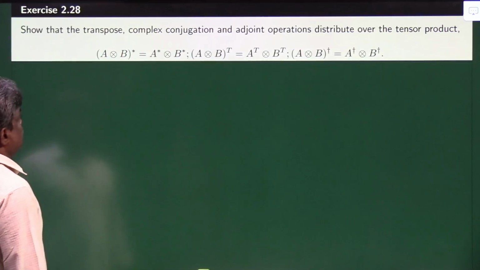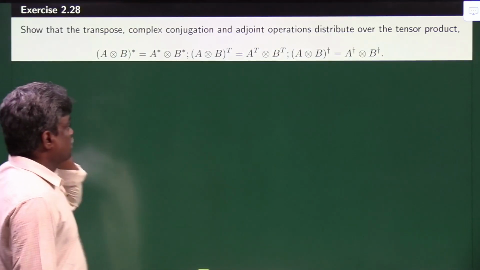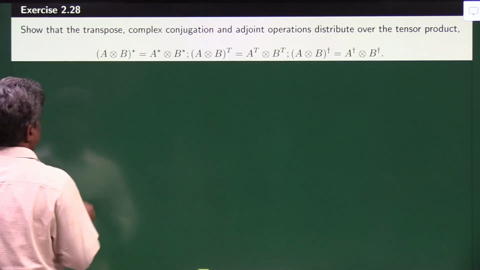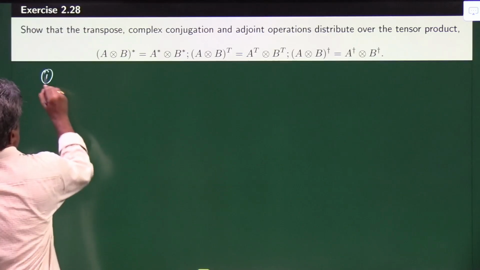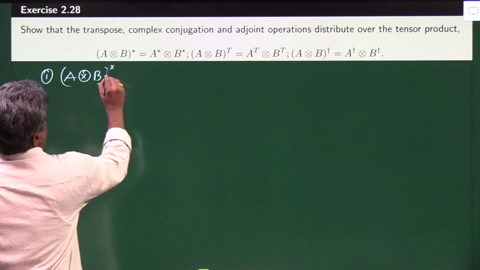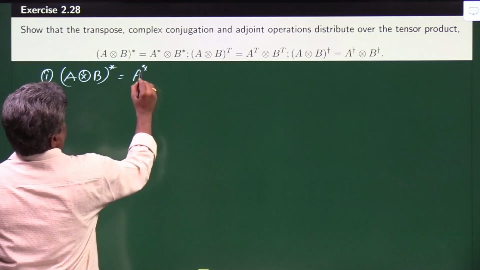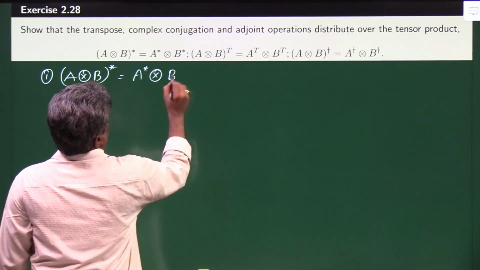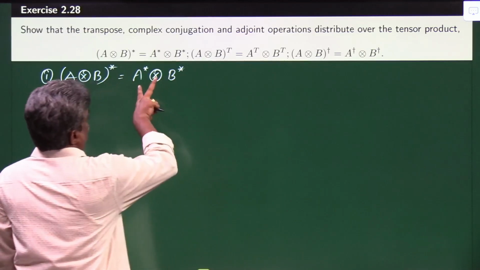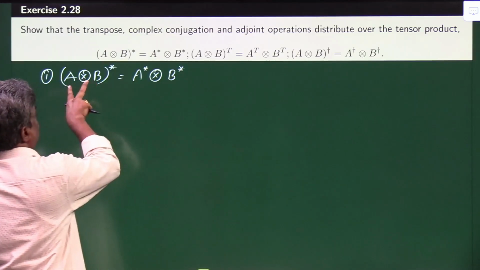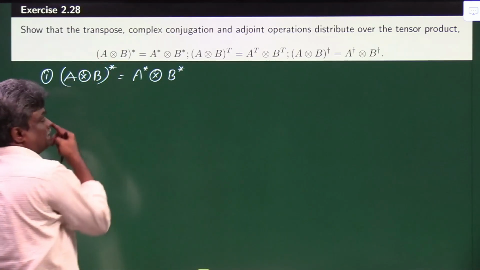So let us go to the next question. And here they are asking to show some rules of this tensor product. The first one, A tensor B conjugate equal to A conjugate tensor product with the B conjugate. And individual tensor product of conjugates equal to combined conjugate of tensor product.